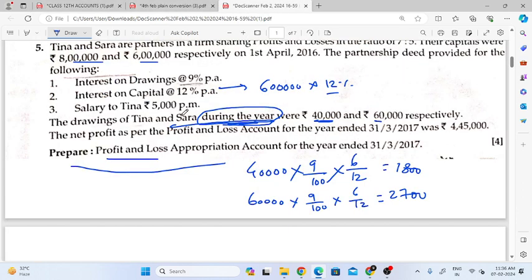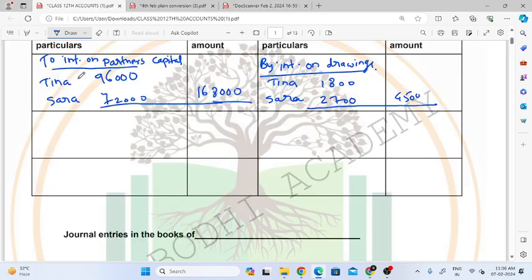Now next, salary to Tina they have given as 5,000 per month. So 5,000 per month means you are going to do 5,000 multiplied by 12 months. Here you have to write down salary to Tina, it's 60,000. 5,000 multiplied by 12, you got 60,000.